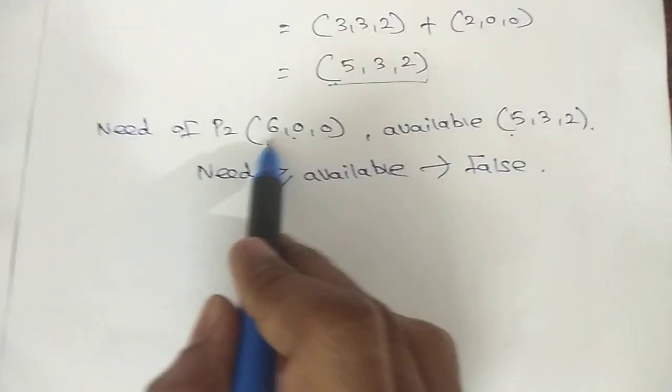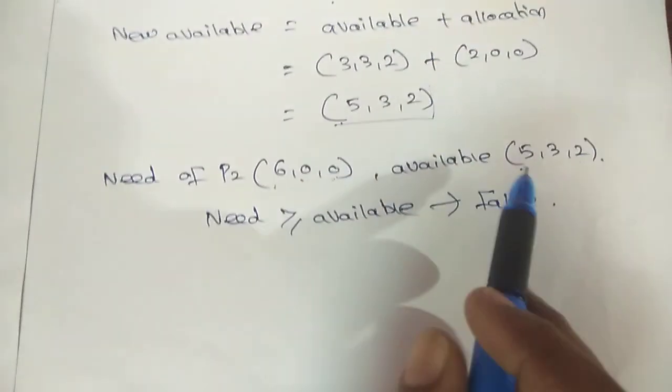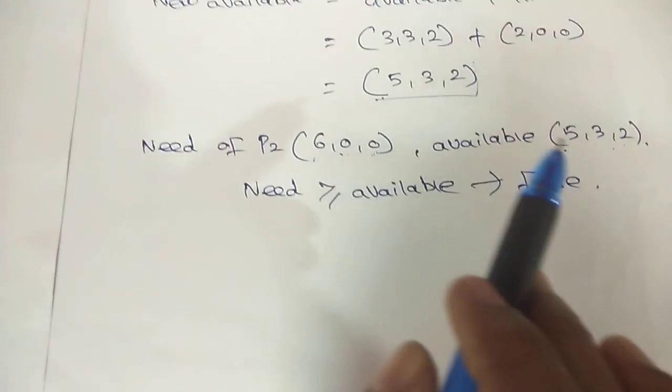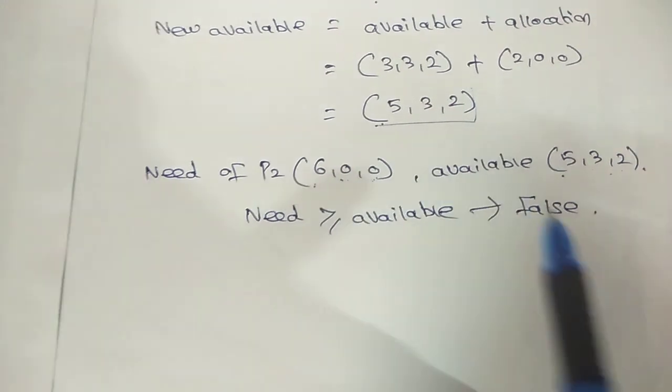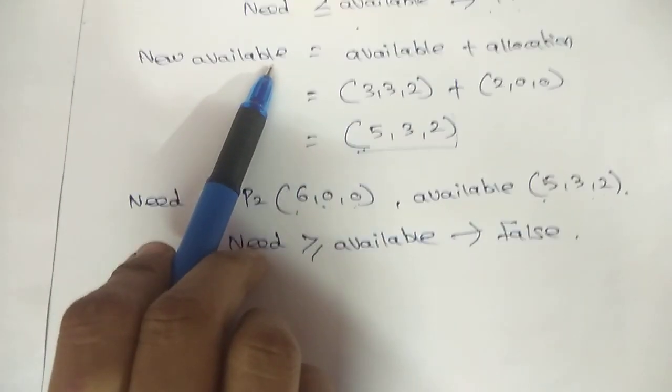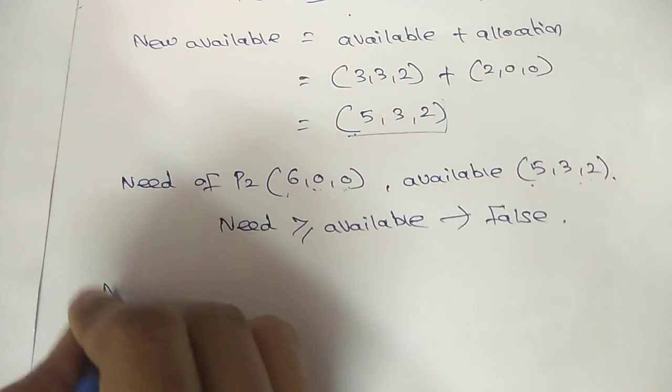False. All three resource types must be smaller than the available. At that time only the algorithm tends to true. Otherwise the algorithm tends to be false. If the algorithm tends to false, you have no need to calculate the new available. Okay, next we jump to the next need.